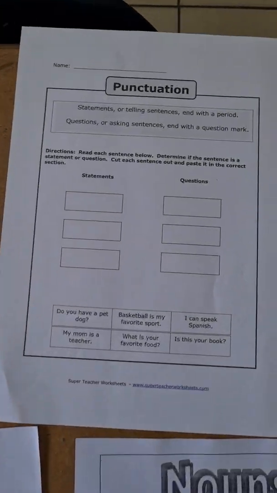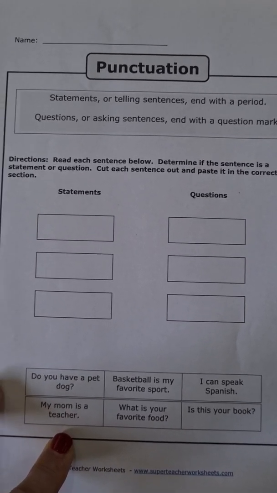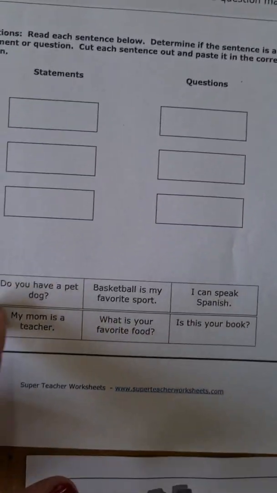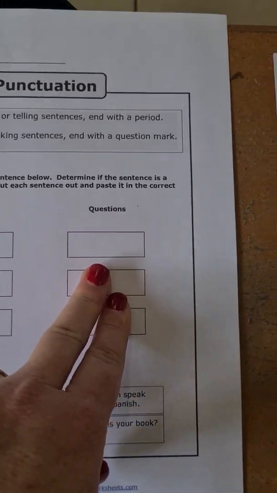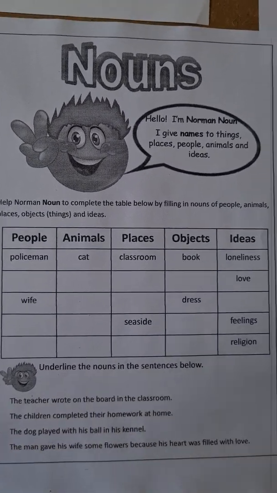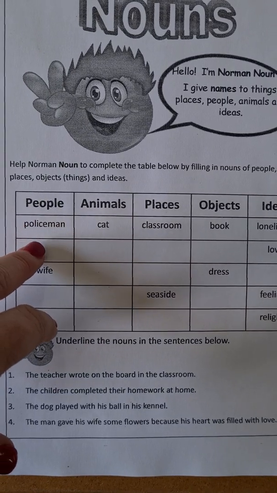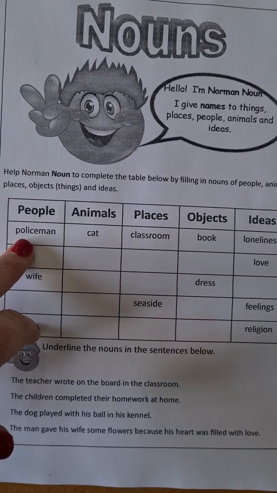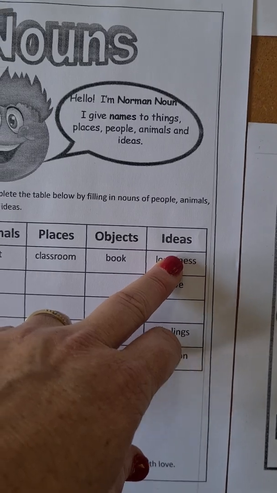English, they can do another little worksheet on punctuation, just reinforcing a statement and a question. They cut out these sentences and either put them in the statement column or the question column. And some more on nouns, similar to what was done yesterday, but here they fill in their own words. So they need to find objects that denote people, animals, places, objects, and ideas.